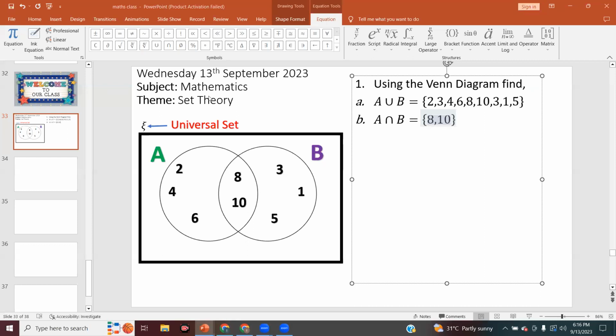So the intersection is 8 and 10. The reason why it's 8 and 10 is because they are both in A and B. Okay, that's the intersection. All right.